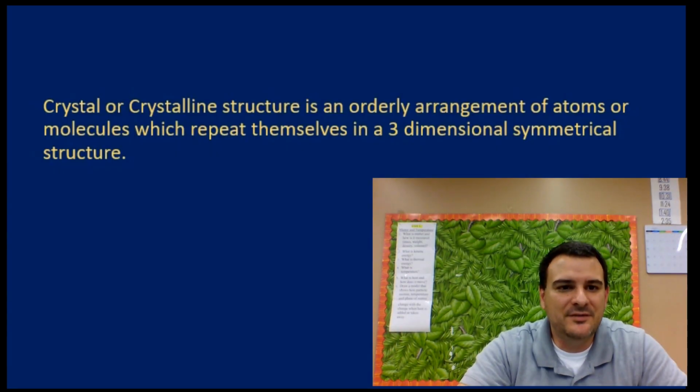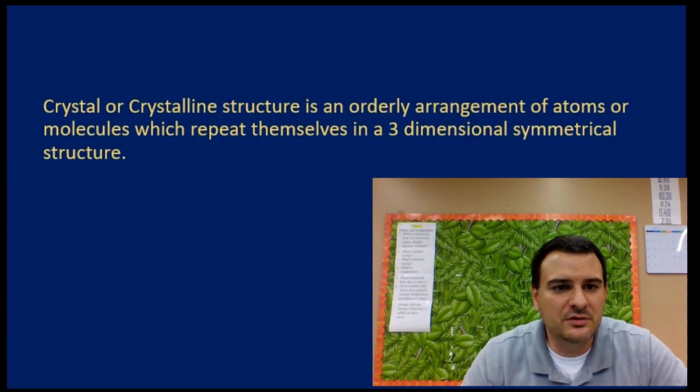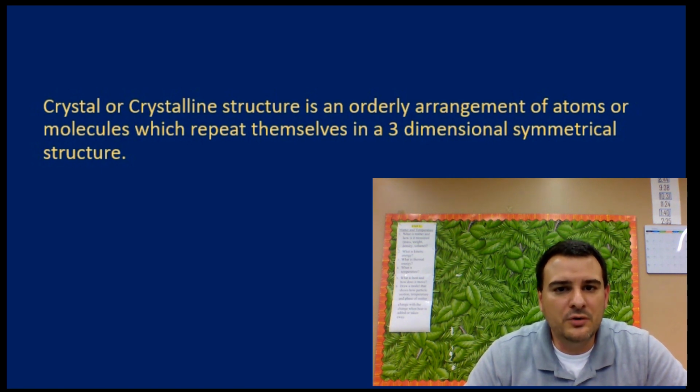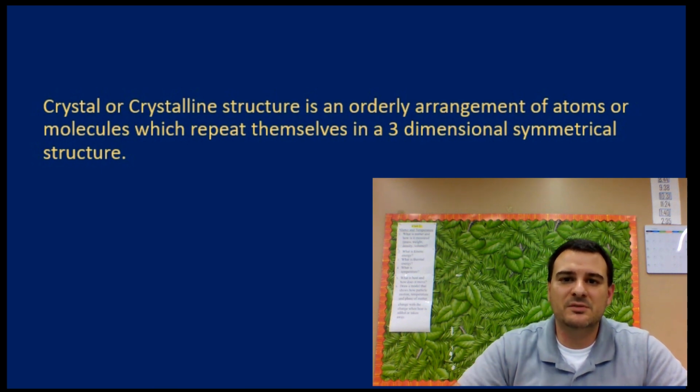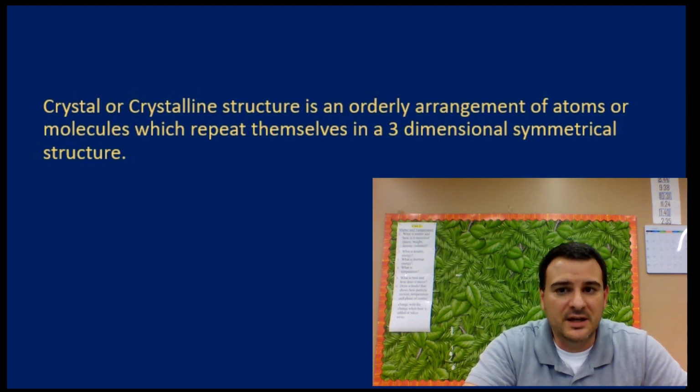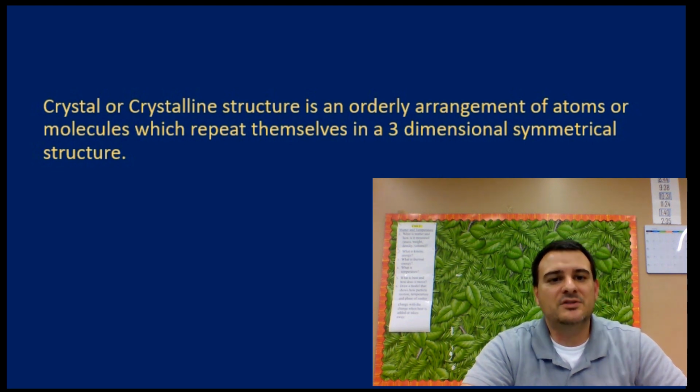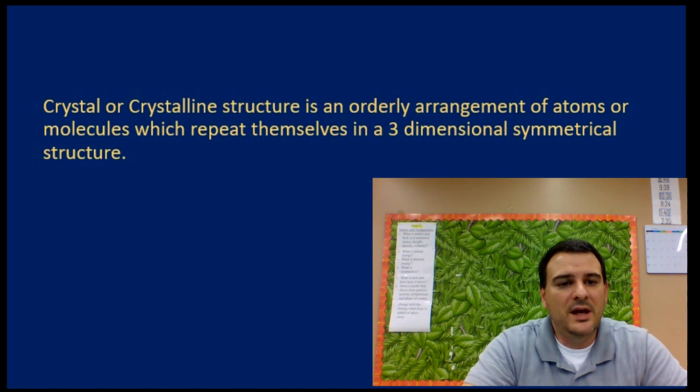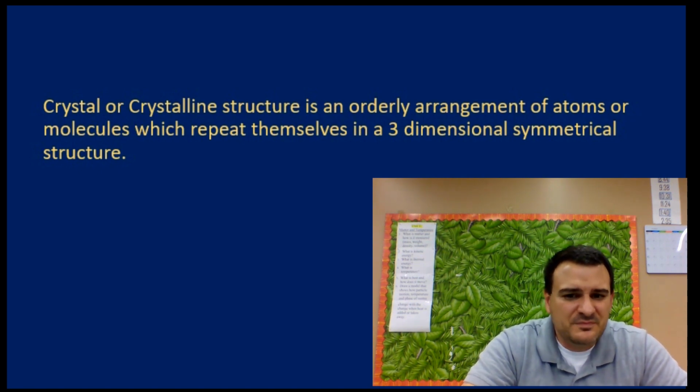Now, this is my definition, but I think it's good enough for our purposes. A crystal or a crystalline structure is an orderly arrangement of atoms or molecules which repeat themselves in a three-dimensional symmetrical structure. Now, what does that mean? That's a lot to take in, so let's break it down just a little. First, we are still dealing with repeating subunits and extended structures. So we're still dealing with molecules that are, unlike carbon dioxide, attracted to one another. And the molecules keep repeating themselves. But we have this added three-dimensional structure. And to me, it's a lot easier to just show you that, the symmetry in this.